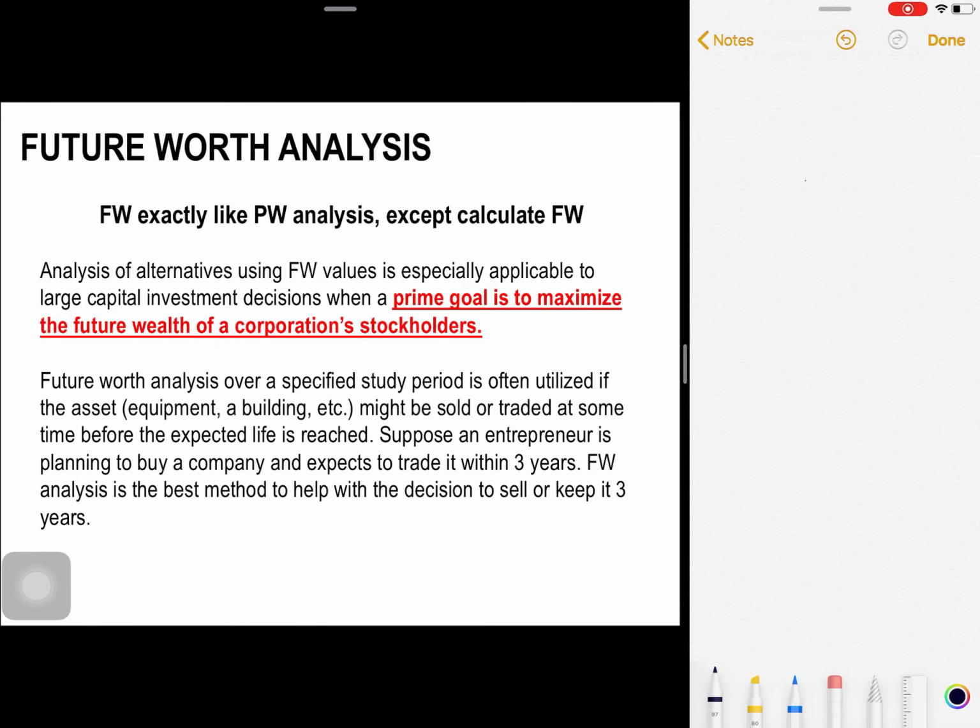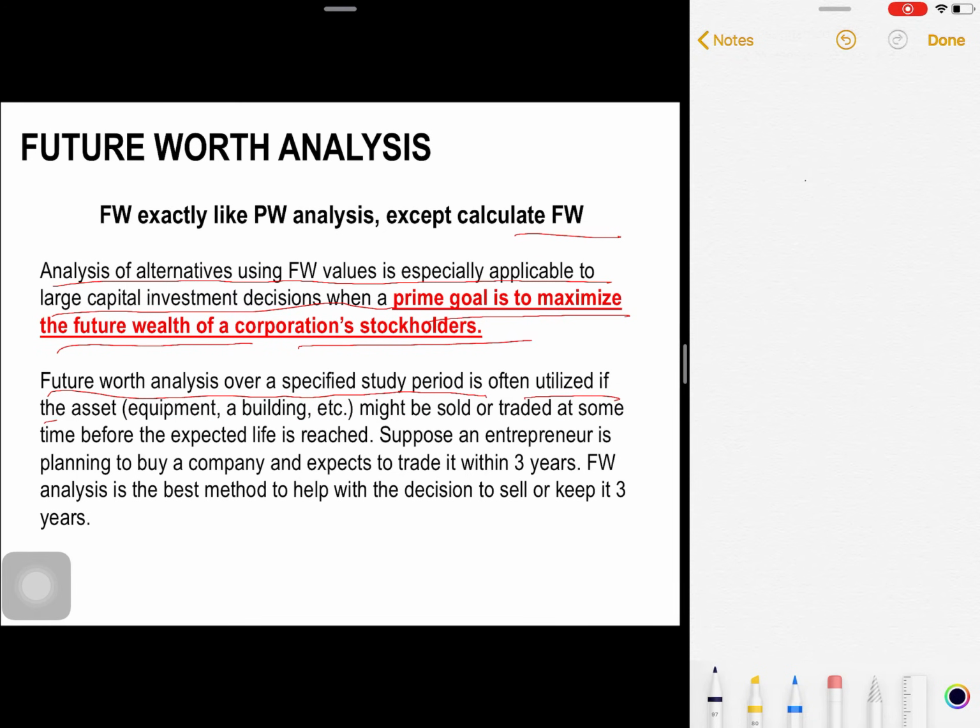So I would suggest use both and you will know which one will give you a better benefit. So future worth analysis, FW, is exactly like PW analysis, except now we calculate FW, the future worth. Analysis using FW values is especially applicable to large capital investment decisions as a prime goal to maximize the future wealth of a corporation's stockholders.